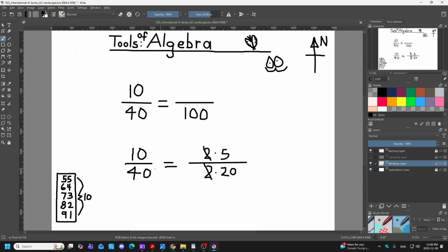I should have been wiser. Should have just used 10, right? But that's okay. Let's do the extra work. So now we have 5. What does 5 mean? 5 means 5 times 1. And then we have 5 times 4, which gives us 20. Okay, and there's our canceling. So what are we left with? We're left with 1/4.